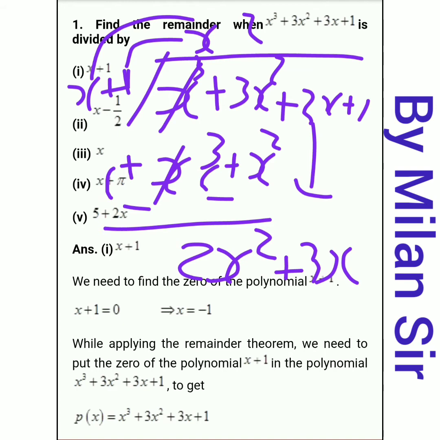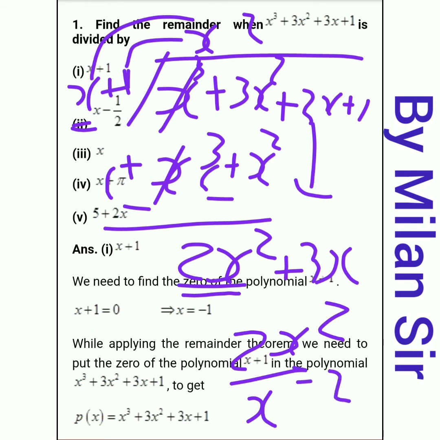We divide 2x square by x, first term with first term. So 2 as it is, and x square by x, one x cancels, so you get 2x as the answer. So in the answer we write x square plus 2x.